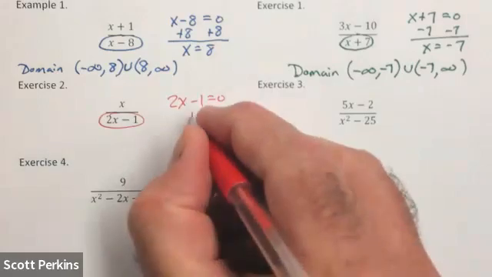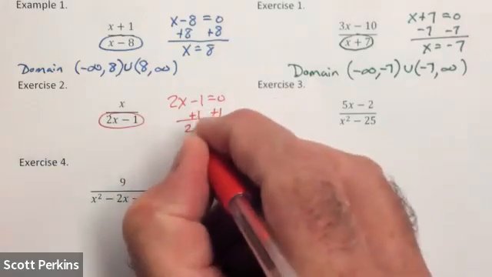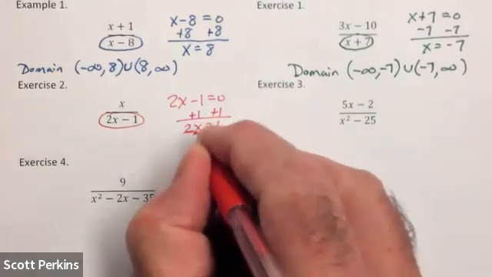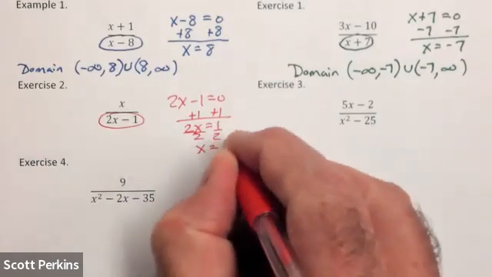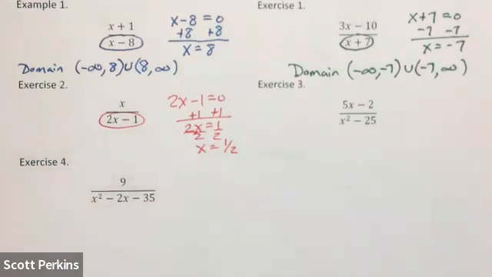1 over 2, perfect. You add 1 to both sides, and you get 2x equals 1. Then you divide by 2, and you get x is 1/2. That's the value that we have to skip right there.